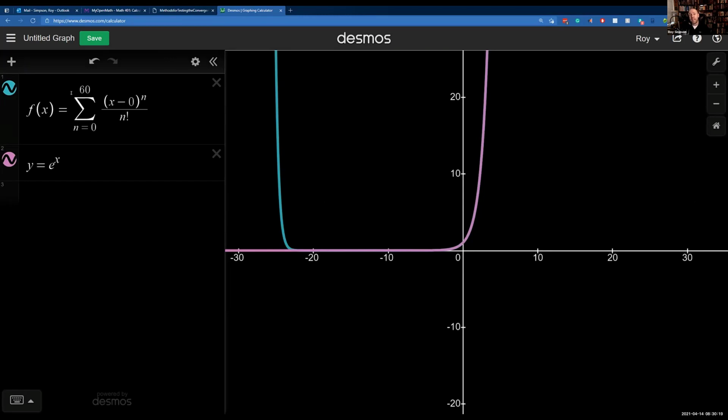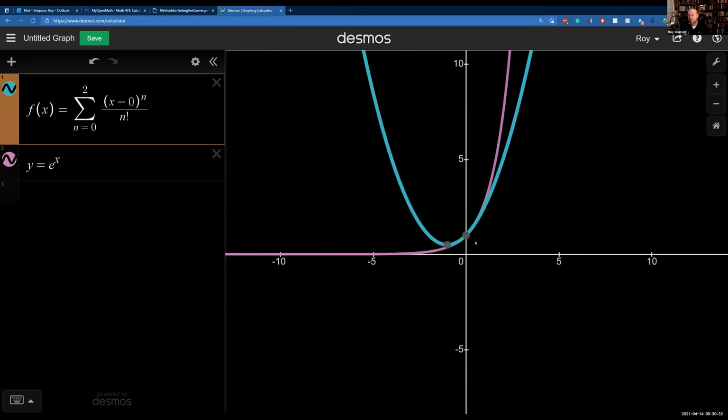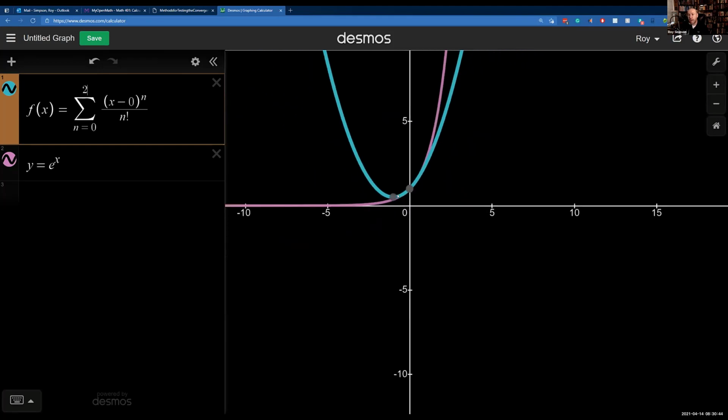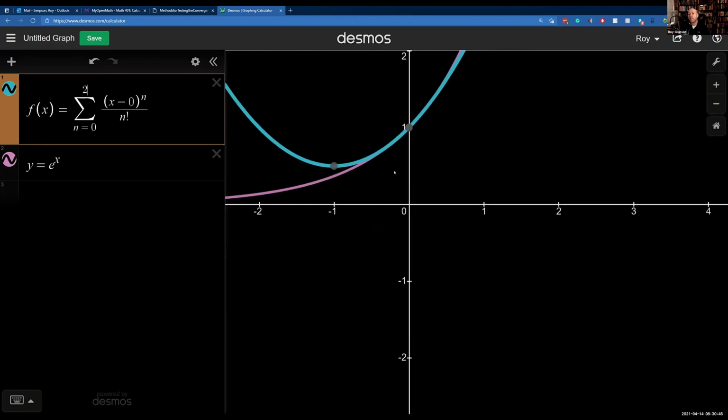This polynomial is a wonderfully great polynomial to approximate e to the x near 0. So you don't even need 60 terms, or the 60th power added out. You could just go to the second power. Notice I'm looking at the sum from 0 to 2 of x to the n over n factorial. It's just a second degree polynomial. It's just a parabola. But I can now approximate, for example, let's approximate e to the 0.5.